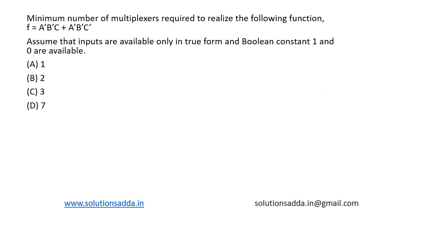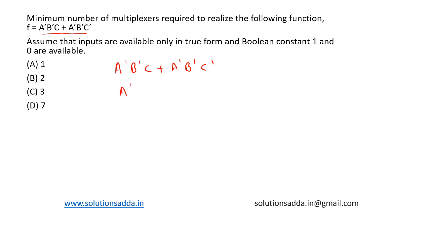This is a question from digital logic design. Minimum number of multiplexers required to realize the following function. F is equal to A bar B bar C plus A bar B bar C bar. Assume that inputs are available only in the true form and Boolean constants 1 and 0 are available. So let's write out the expression A bar B bar C plus A bar B bar C bar.